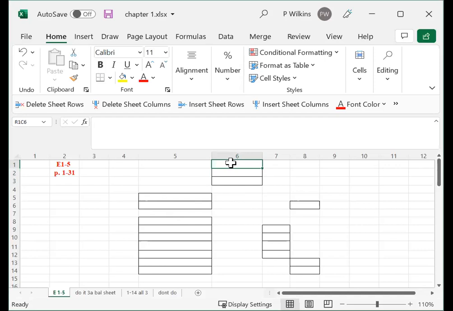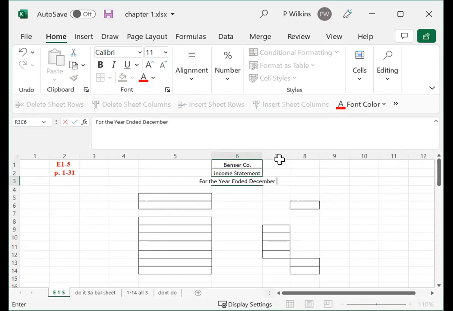So the income statement starts at the top of the page with the name of the company. So this is Benser Company. The next line has the name of the statement, and this is the income statement, okay? And then the next line is either going to be for the month end or the year end. And because you read the problem, it says they want it for the year ending December 31, 2022. So we're going to have here for the year ended December 31, 2022.